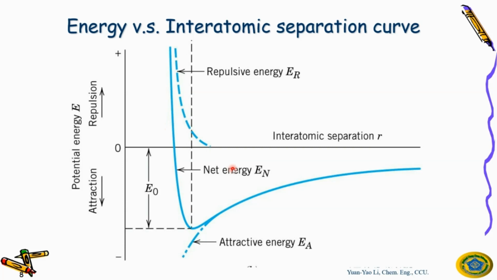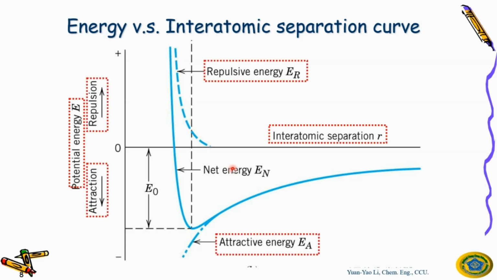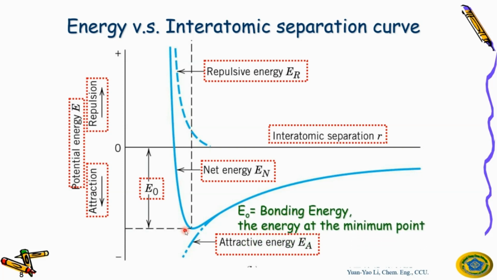Okay, and there's another important term here. It's called equilibrium spacing. It's called bonding energy. As you can see, this line reached here and the energy reached the lowest energy. Lowest energy means it's the most stable status for these two atoms. And this E0 is called bonding energy. Ladies and gentlemen, I want you to remember this term, bonding energy: the energy at the minimum point, the lowest energy.